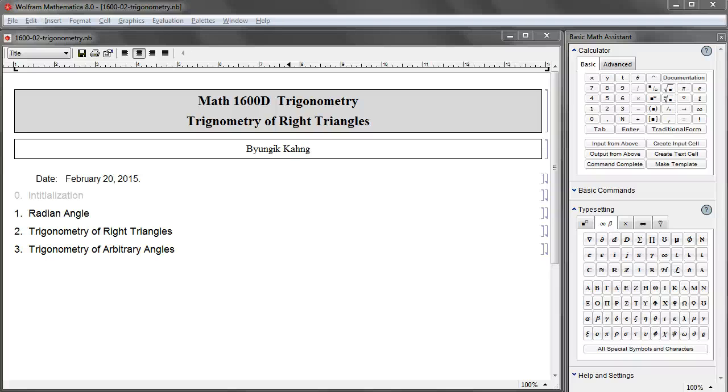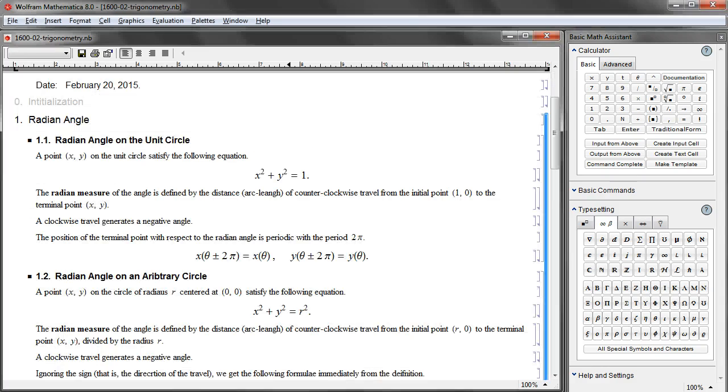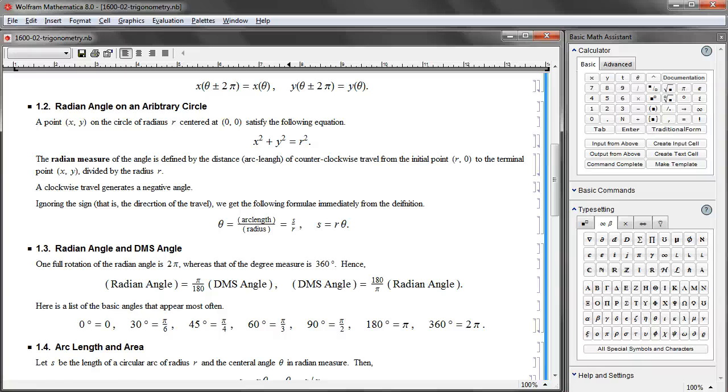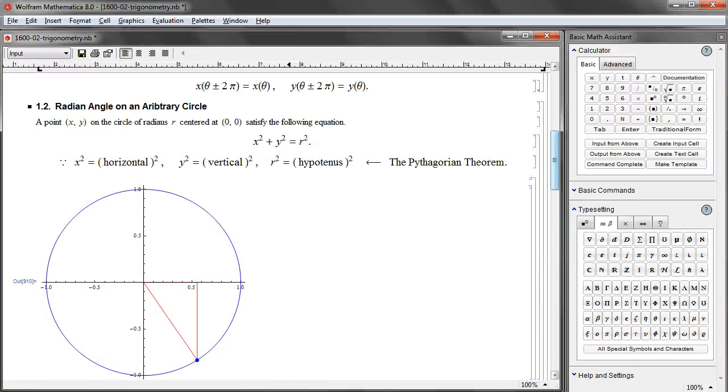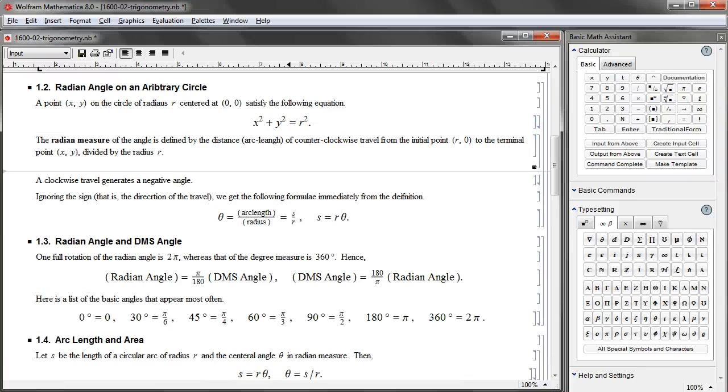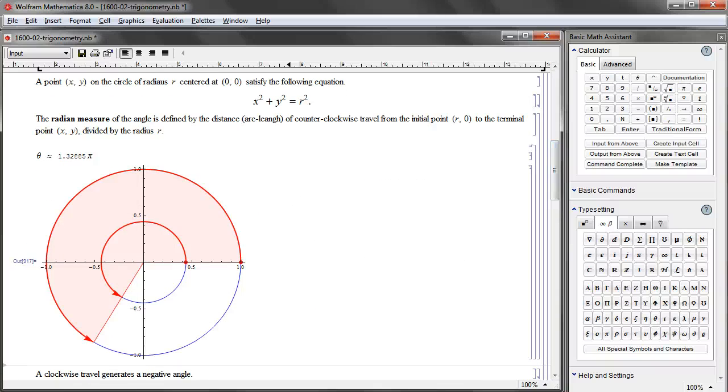Welcome back, students. Let's move on to 6.2. In the previous section, 6.1, we talked about the angles and measurement, especially the radian angle, and we started with a circle centered at the origin, x squared plus y squared equal to r squared, and then we defined the angle as the counterclockwise arc length from the initial point r comma 0 divided by the radius.